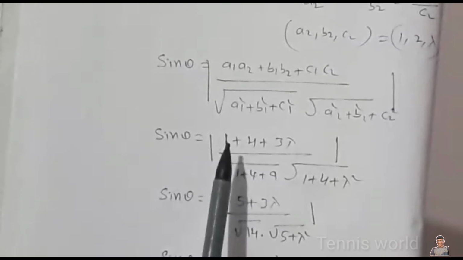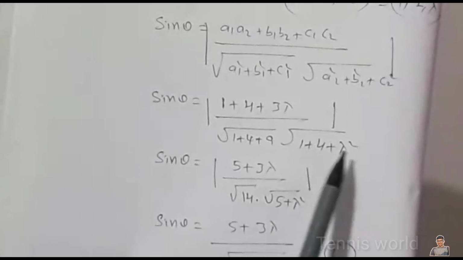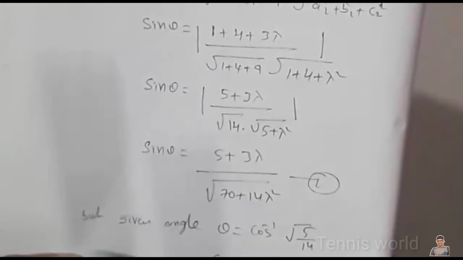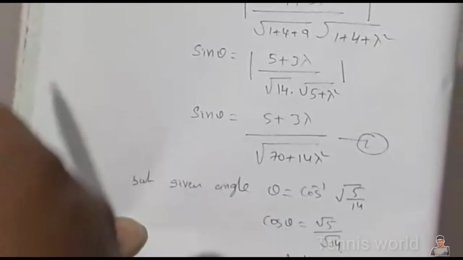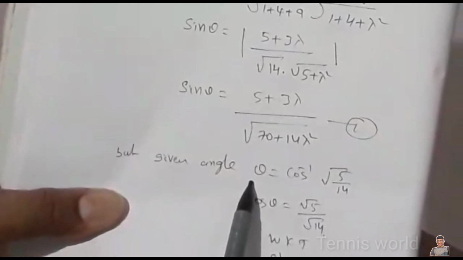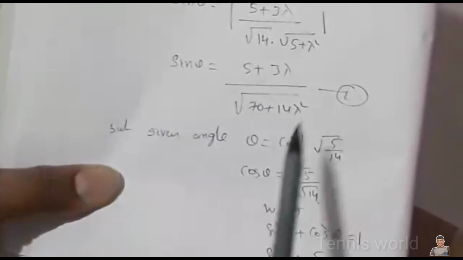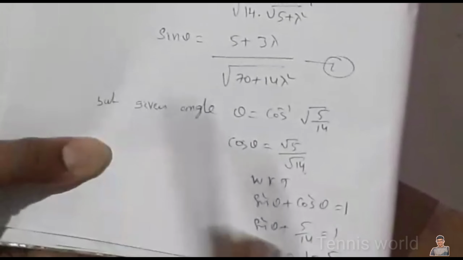Then I got something like (1 plus 4, 5, 5 plus 3 lambda) by root 14 times root of (5 plus lambda square), which is equal to sin theta. So this is the value for sin theta. But in the statement, he has given the angle in terms of cos. The given angle is cos inverse of root 5 by 14. If you send cos inverse to the other side, you will get cos theta equal to root 5 by root 14.